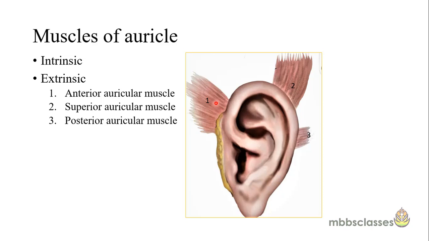So what are the muscles? Number one, this is the anterior auricular muscle. Number two, this is the superior auricular muscle, and this is the posterior auricular muscle. The anterior auricular muscle, along with the anterior ligament, helps in anchoring the tragus and the anterior helix to the zygomatic process. The posterior auricular muscle, along with the ligaments, helps in anchoring the concha to the mastoid area. So remember, there are two groups of muscles, intrinsic and extrinsic.